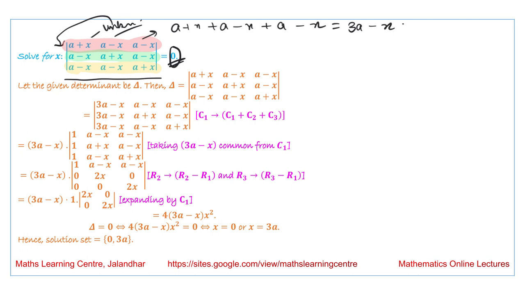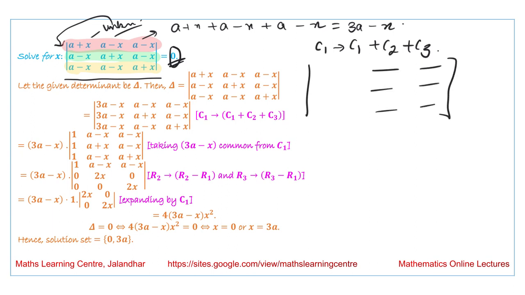So the operation we are going to apply over here is column 1 approaches column 1 plus column 2 plus column 3, and this determinant will become, the last two columns will remain as they are, and this will become 3a minus x, 3a minus x, 3a minus x. This is a determinant, so we must put the brackets in this way.